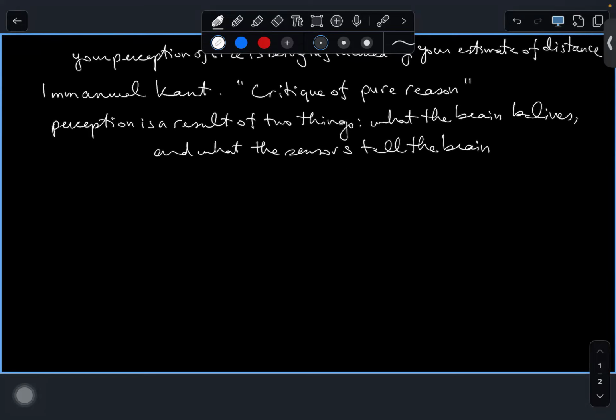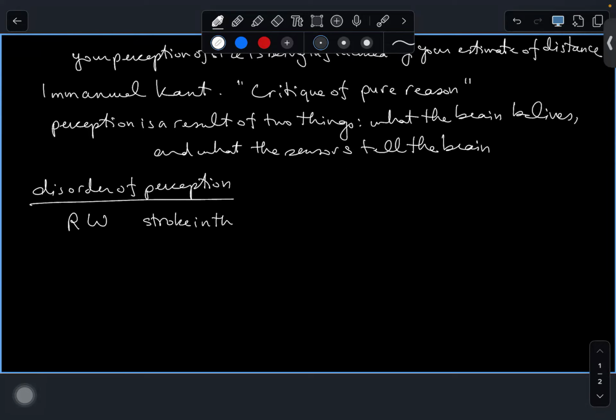So I'm going to give you an example of a disorder of perception. And I'm going to tell you about this patient RW. He suffered from a stroke in the parietal lobe.